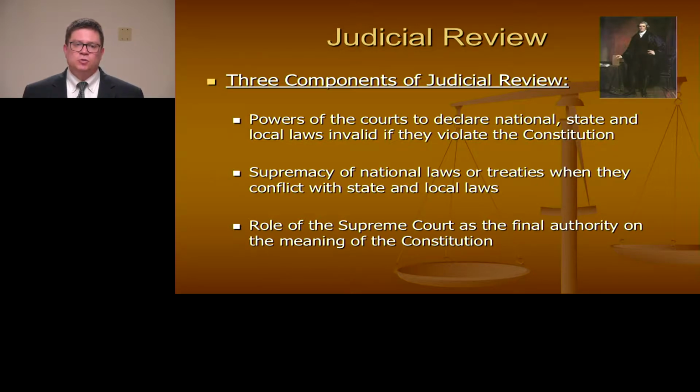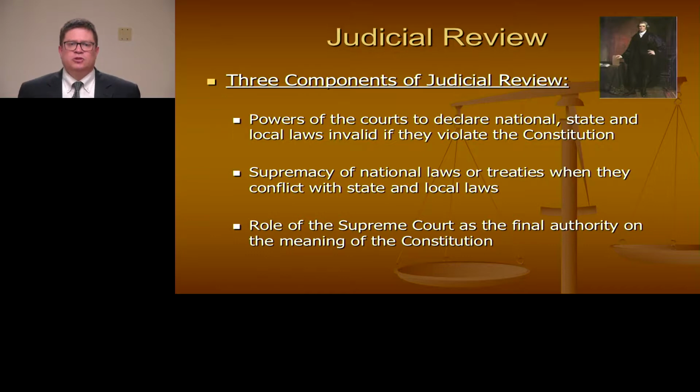The same thing is true with treaties that the United States government signs with other countries. They basically become enforceable federal law, and state and local governments cannot violate the terms of international treaties that we sign. So again, it's up to the Supreme Court and the court system itself to determine these things.